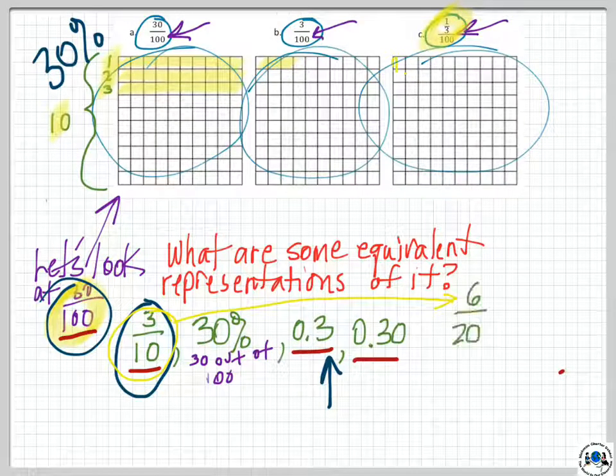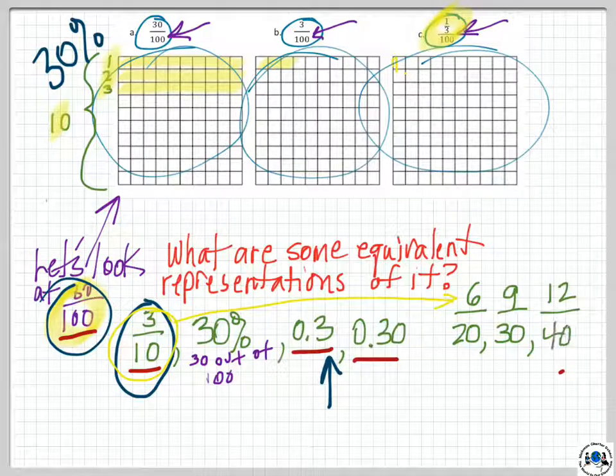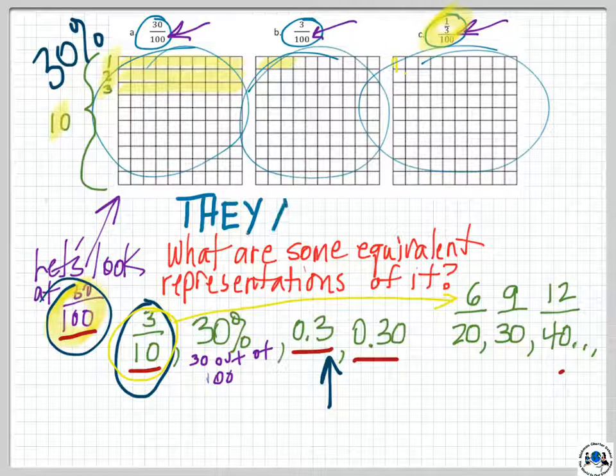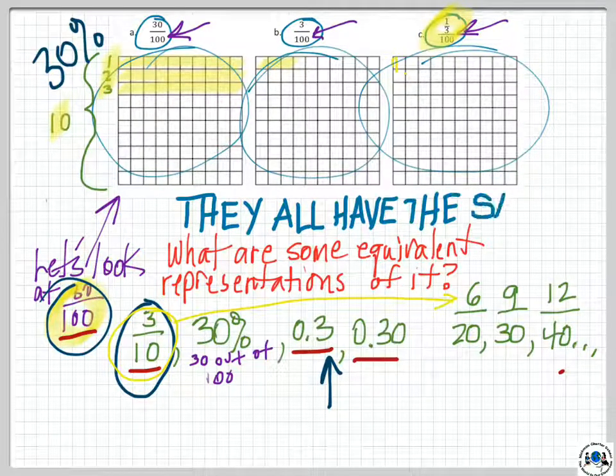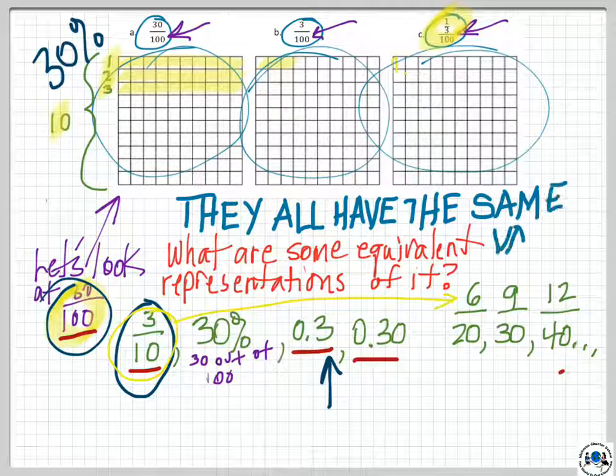Now we can look at 3 over 10. We can get 6 over 20, 9 over 30, 12 over 40. These are all equivalent to 3 over 10, or 30 over 100, or 30%. They all have the same value.